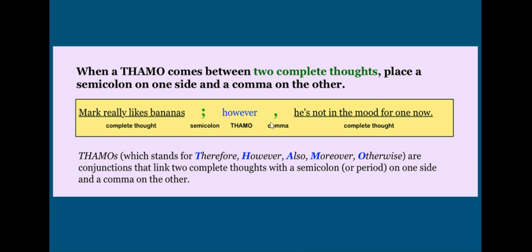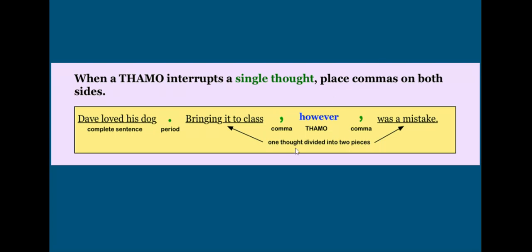Anytime you have 2 complete thoughts and a THAMO in the middle, the semicolon comes before it and a comma comes after the THAMO. Now, if you have a complete thought that is divided by a THAMO, you put a comma before and a comma after the THAMO. So we have, bringing it to class, however, was a mistake. These 2 things separately do not make sense, but together with a THAMO, they do make sense. So this one's pretty simple.